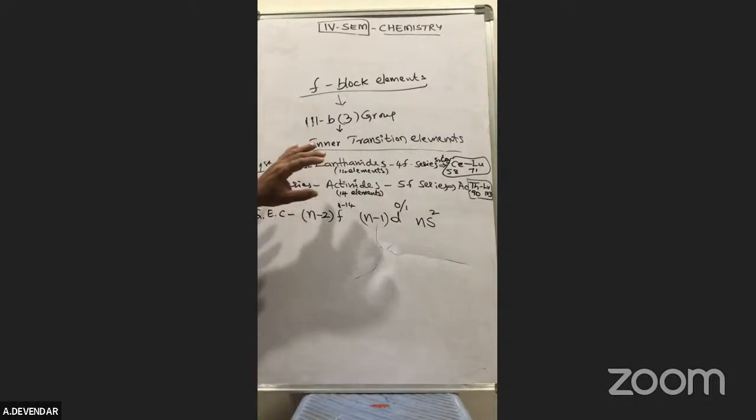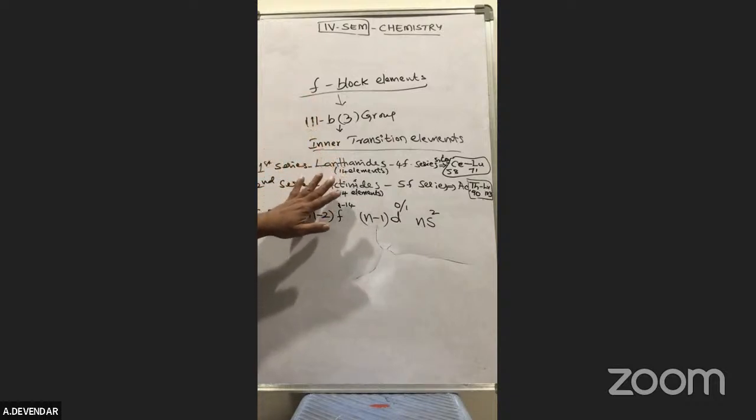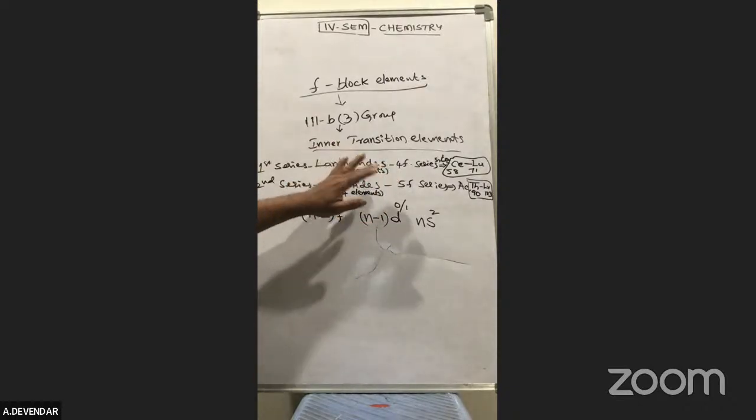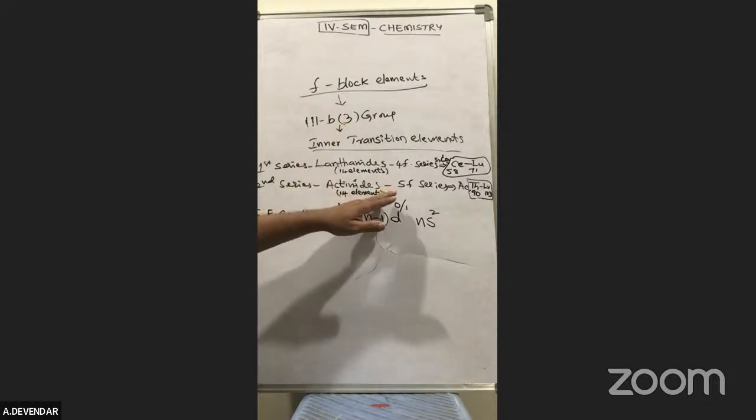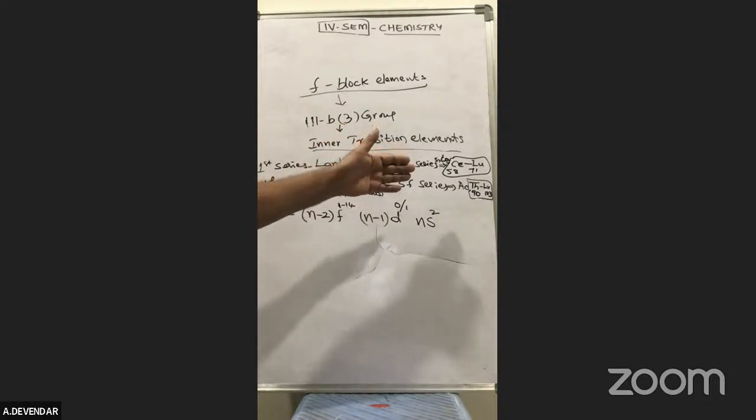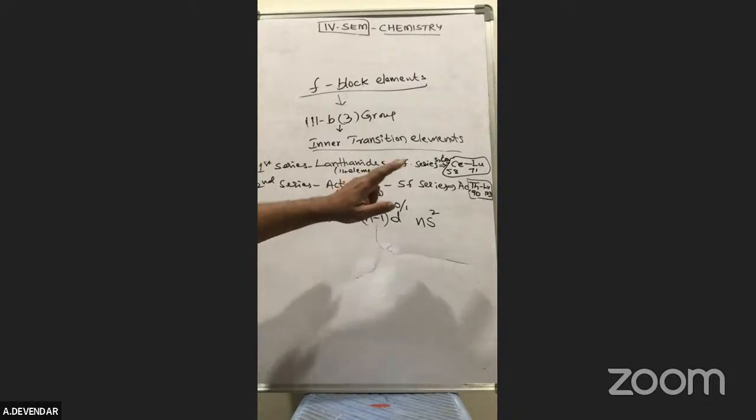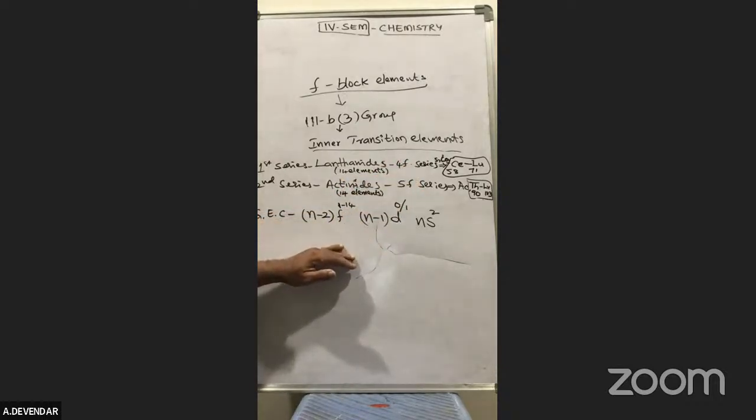Please remember the classification of f block elements. F block elements are classified into two series, lanthanides and actinides. Lanthanides are called the 4f series, that means the last electron entered into the 4f block, and actinides means the last electron entered into the 5f series. And what are the elements? 14 elements. This particular series consists of 14, cerium to lutetium. Actinides also have 14 elements from thorium to lawrencium. General electronic configuration.